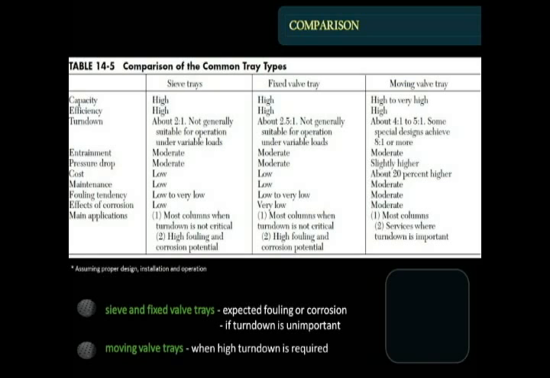So what type of tray is much better to use? When fouling or corrosion is expected, or if turndown is unimportant, sieve and fixed valve trays are preferred, while if high turndown is required, it is better to use moving valve trays.